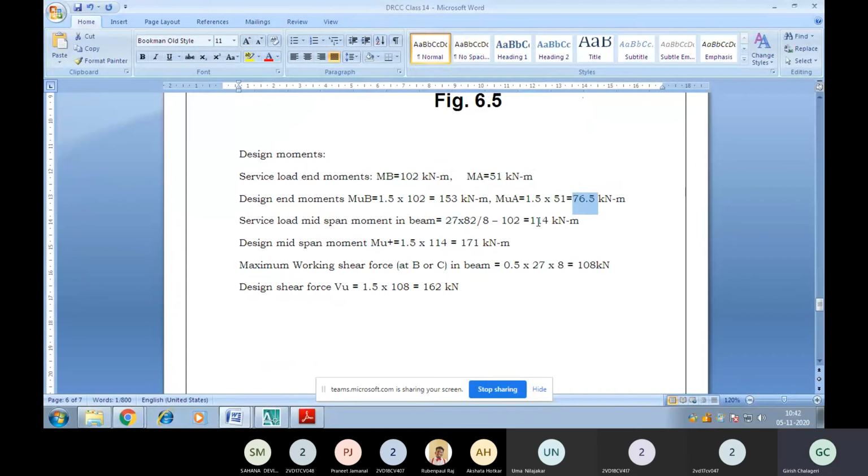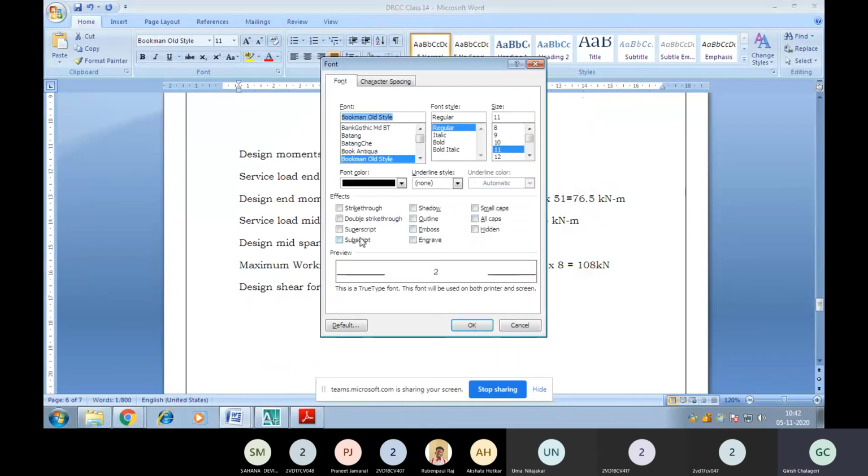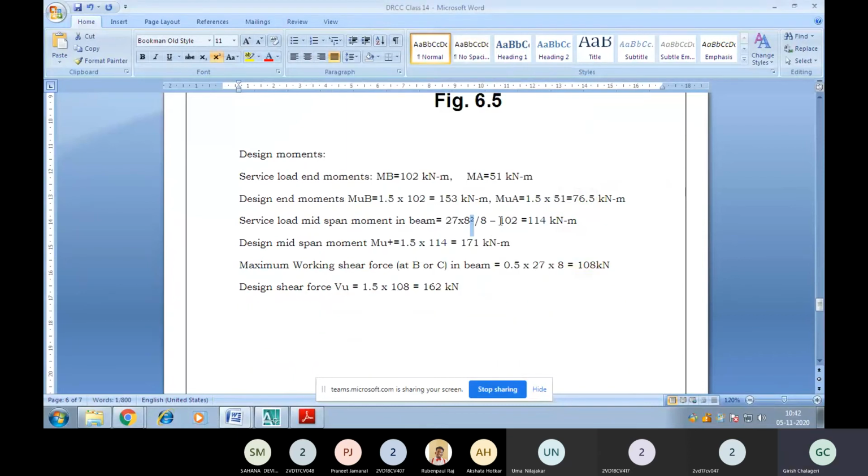We know the midspan value, as I told, is WL square by 8. What we have found in the diagram, that is minus 102, we get 114 as the midspan moment. So the design midspan moment will be factored by 1.5. We got 171 as the midspan moment for the beam, and the end moment for the beam will be 153. For the column, the moment will be 153, and for the footing, the moment will be 76.5. All these are factored.